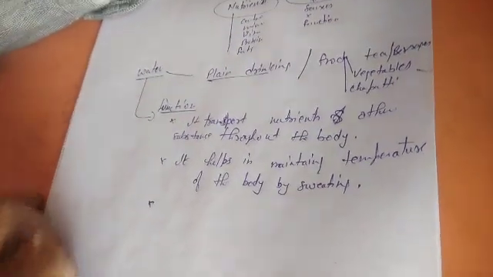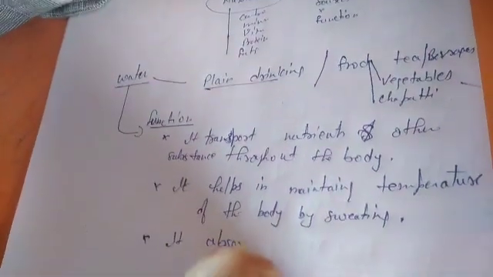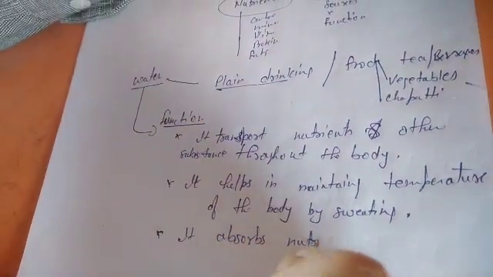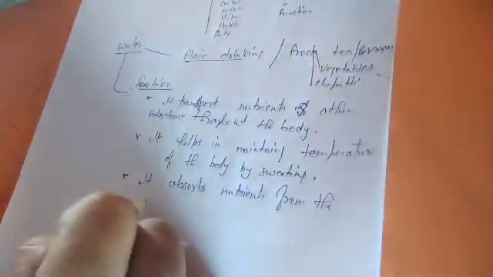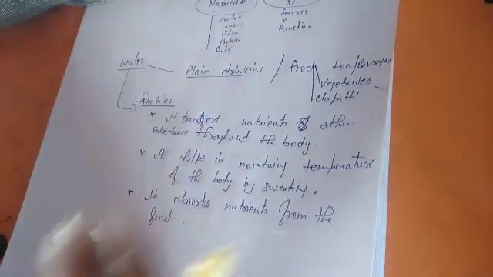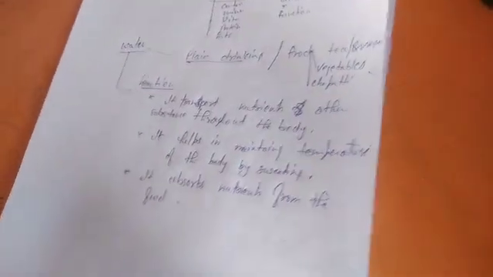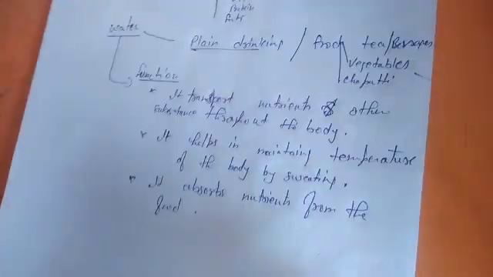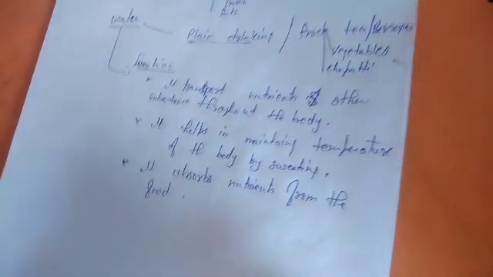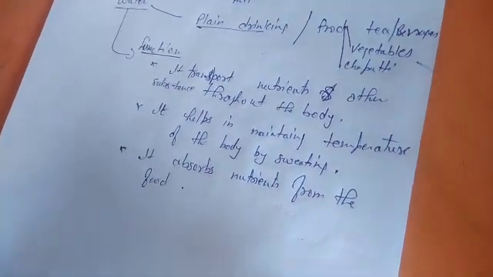And the third one, it absorbs nutrients from the food. To absorb the nutrients from the food, that's why water is also necessary. And where do you get water from? Plain drinking, food, tea, vegetables, chapatis. So you now know the importance of water and the sources of water.